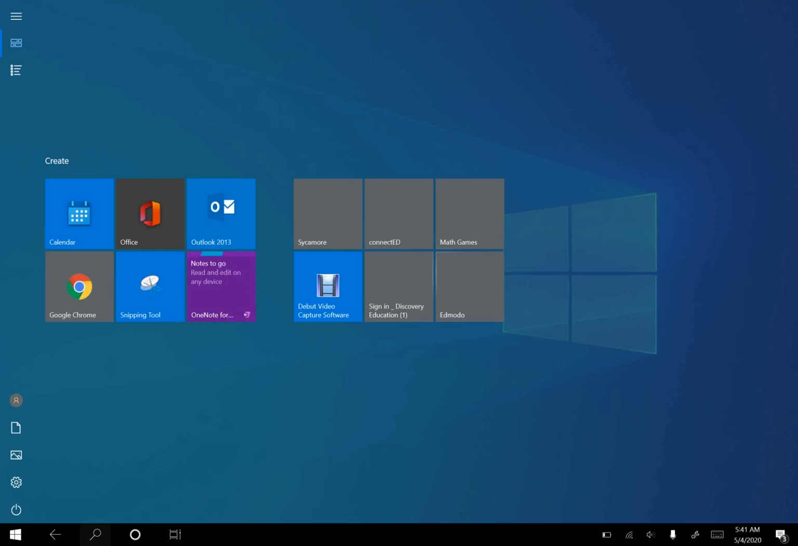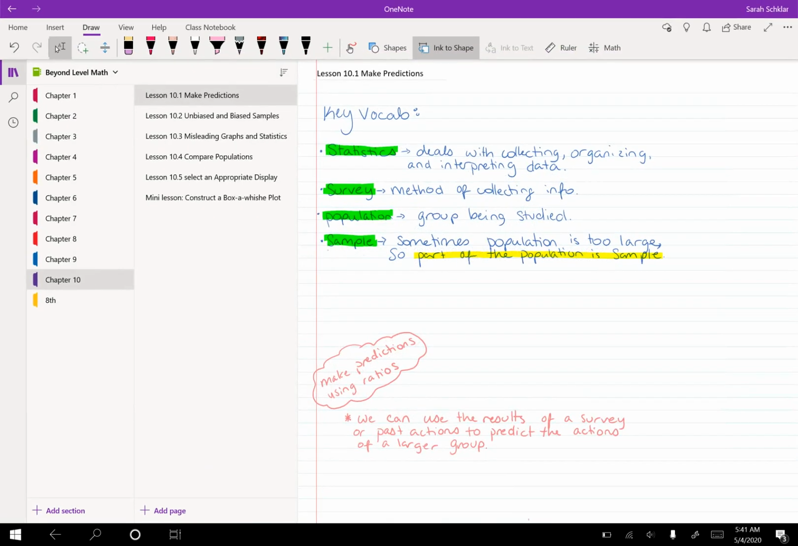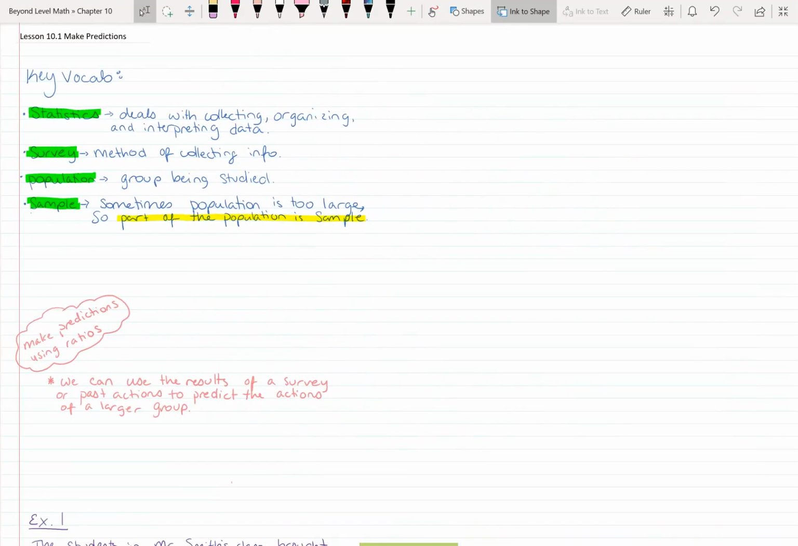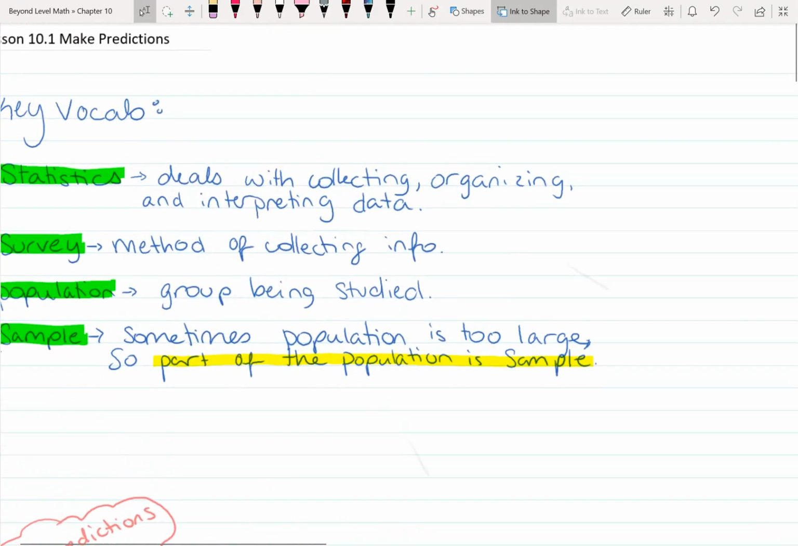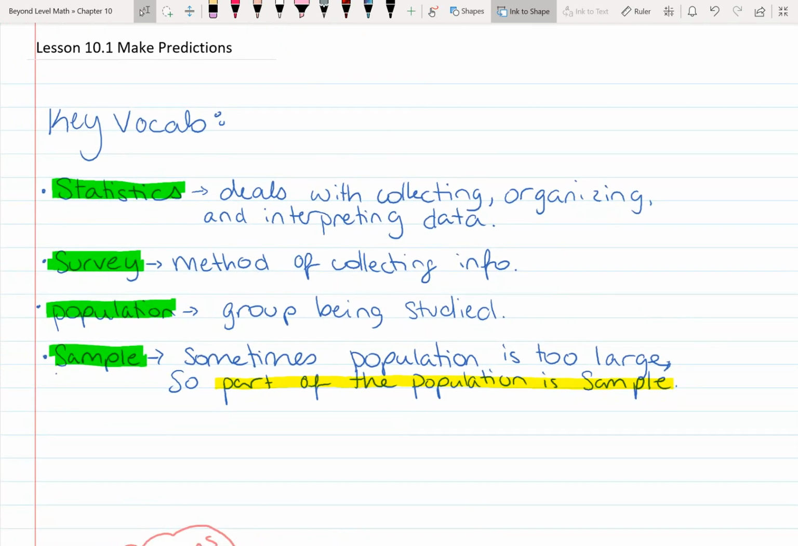Good morning. We are officially starting chapter 10. This is the last chapter of the book. Yay. Alrighty, 10.1, make predictions. We do have some vocab here.